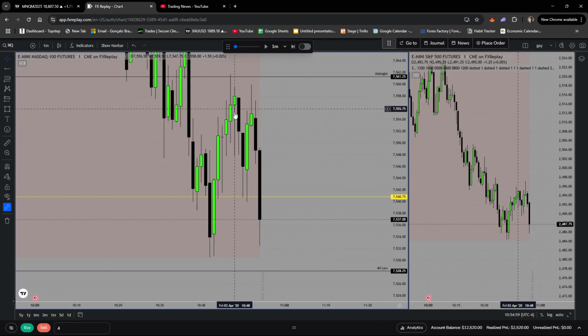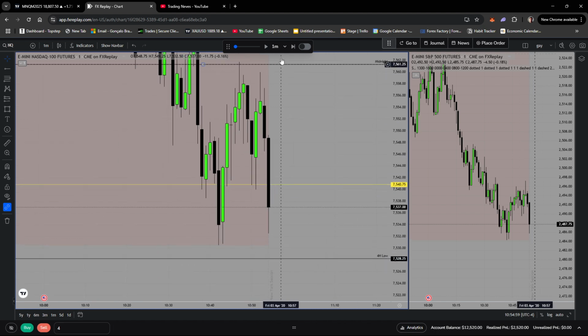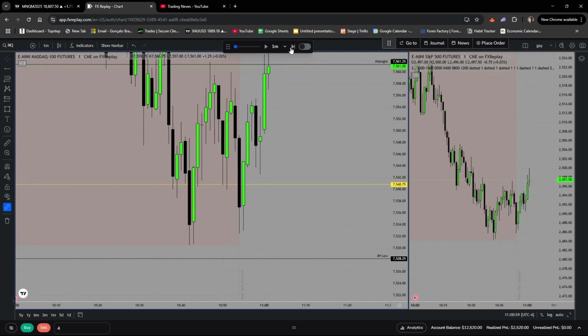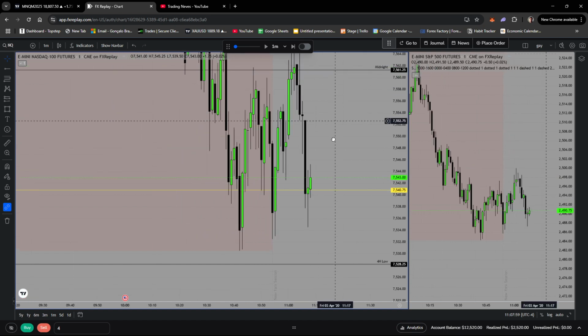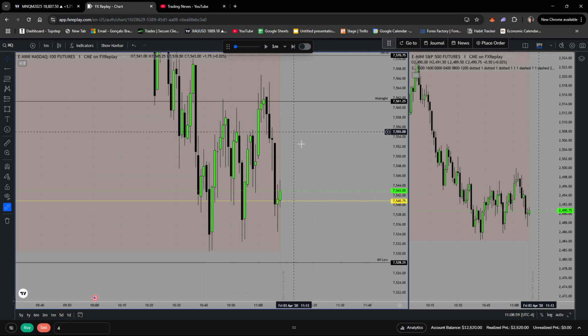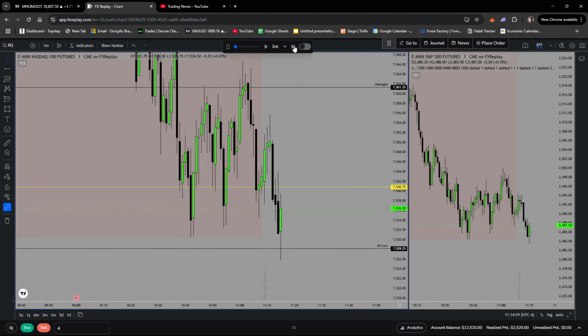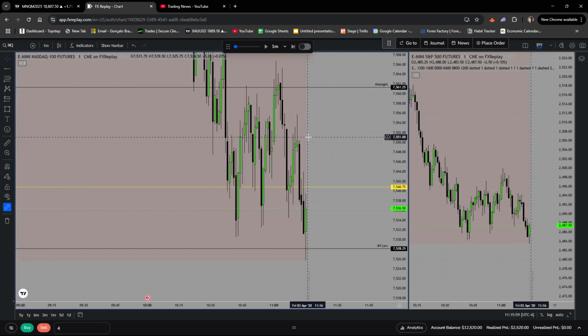Okay. So we've had a displacement. I'm still not very convinced until we take this structure. Yeah, this is too choppy for me. And look, we keep consolidating. Okay, so we just swept the 4-hour low. We can now look for buying positions.